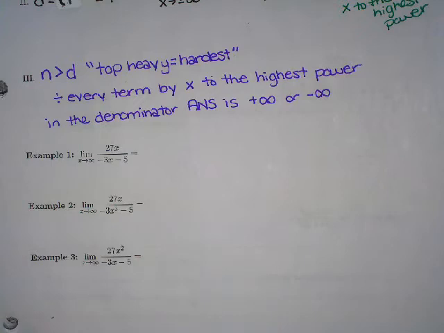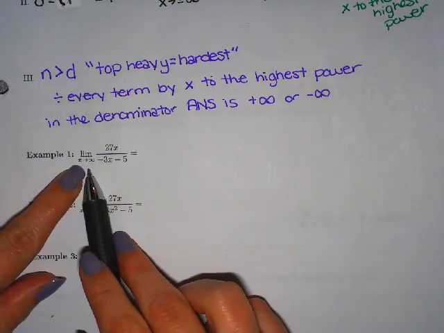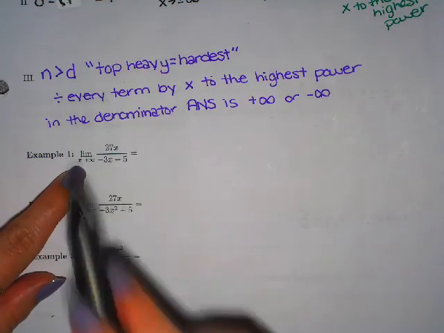We're going to divide every term by x to the highest power in the denominator to see if it's positive or negative infinity. So let's look at this first example. We have the limit as x goes to infinity. That's super important.